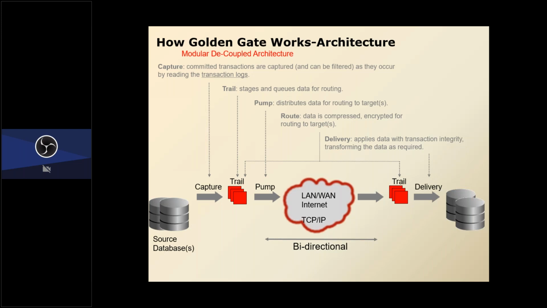Okay, so these are the processes involved in the Oracle GoldenGate environment. This is how the replication flow happens. Same thing in bidirectional: your delivery process, local trail, remote trail, pump process and capture process will be there.